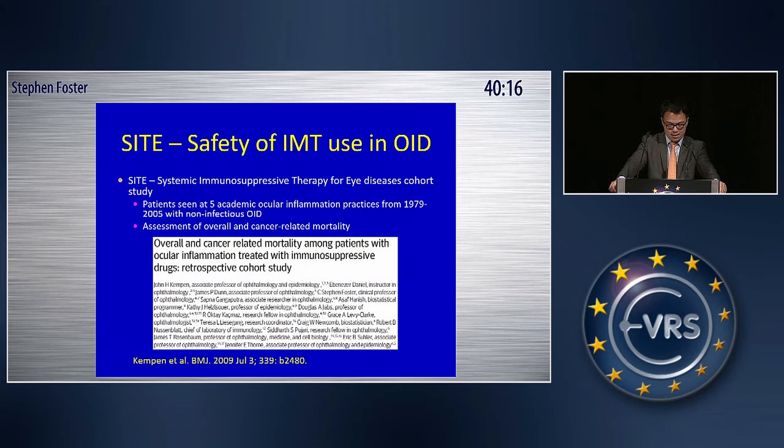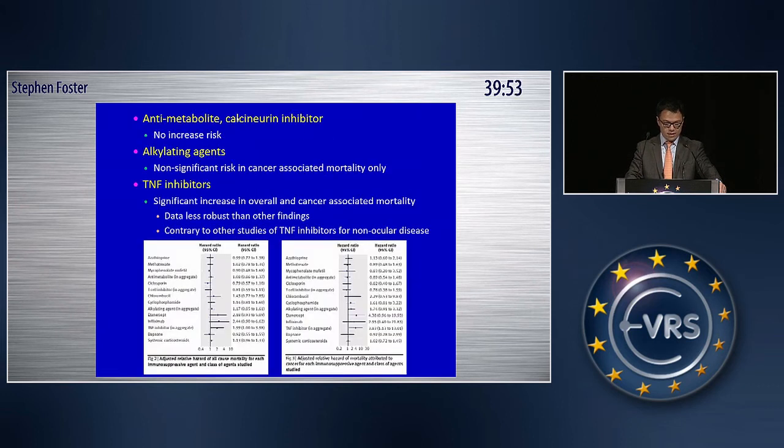And the SIGHT study is a study that came out about 10 years ago now. They're looking at patients from 5 different academic centers, 1979 to 2005. You're talking about close to 8,000 or 9,000 patients who are on systemic immunosuppressive therapy to treat their ocular inflammatory disease. So you're talking about scleritis, uveitis, pemphigoid, any type of inflammation, keratitis. And they looked at the cancer risk. This is something that patients will read about, they will Google, and they will find, I hear that there's an increase in cancer risk. But you can actually pull this paper.